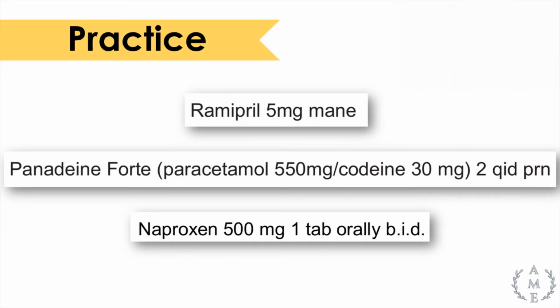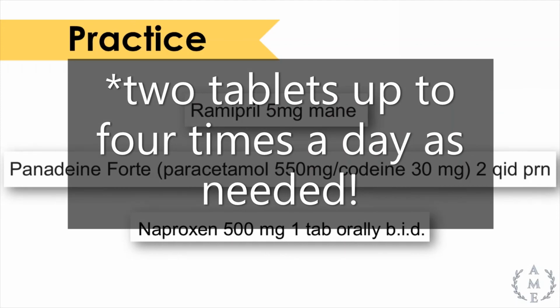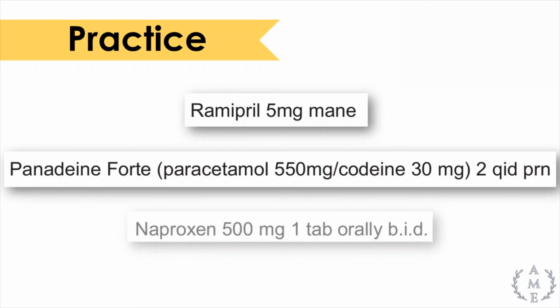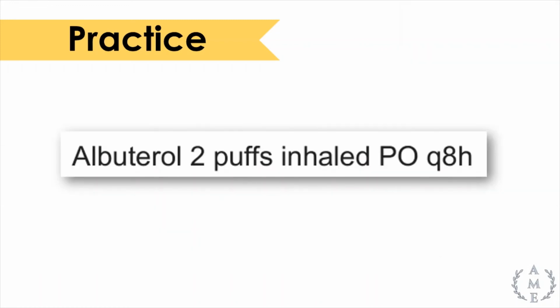So the first example means 5 milligrams of ramipril to be taken in the morning. The second note means up to 2 tablets of this painkiller to be taken each day as needed. And the third drug is to be taken orally 2 times a day. For a bonus point, can you guess the meaning of this example? If you remember, Q can be used as shorthand for every. So this patient is supposed to take 2 puffs from their albuterol inhaler every 8 hours.